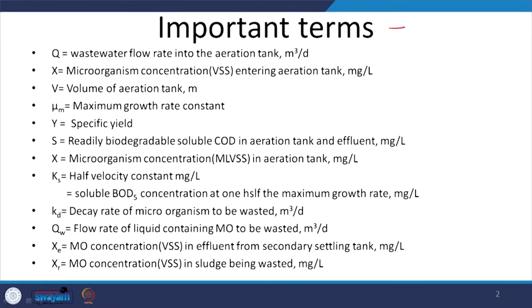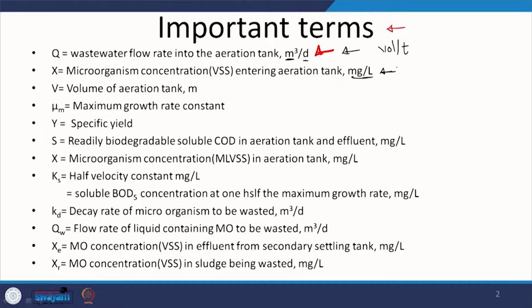So, terms, I believe we looked at this, and I believe we would also have added some more terms. Q will give me an idea about the rate at which the water is flowing into the tank, volume per time, right. So, volume per time, Q, flow rate. X, as mentioned here, will give me an idea about the microorganism concentration in the relevant tank. So, MLSS, MLVSS, that is how we typically measure that, right.